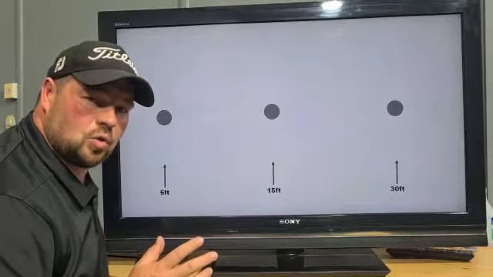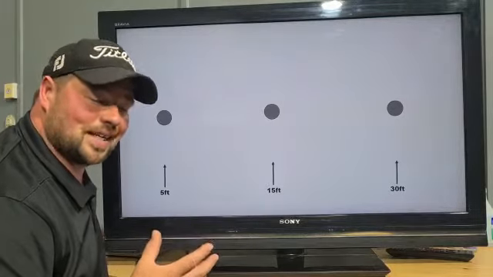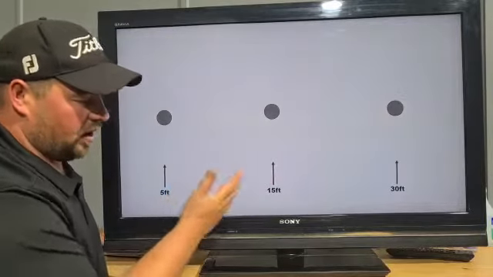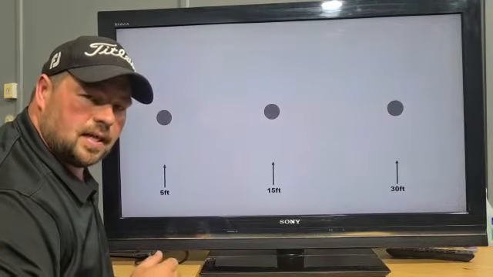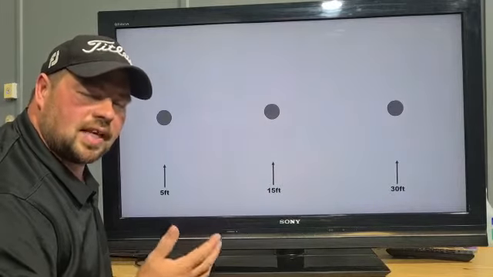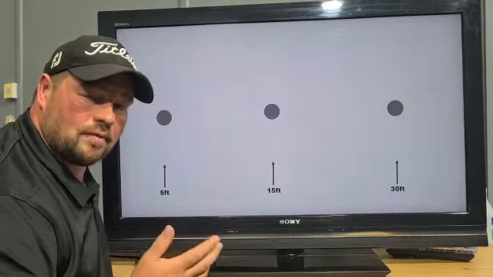A little bit different, we're going to talk about understanding dispersion within putting. Now, we've got three different putt distances here: 5 feet, 15 feet and 30 feet. And one of the statements I hear an awful lot is "never up, never in." The ball has to get past the hole in order to go in or have a chance of going in.